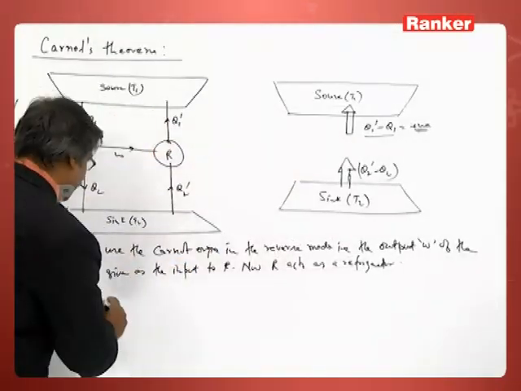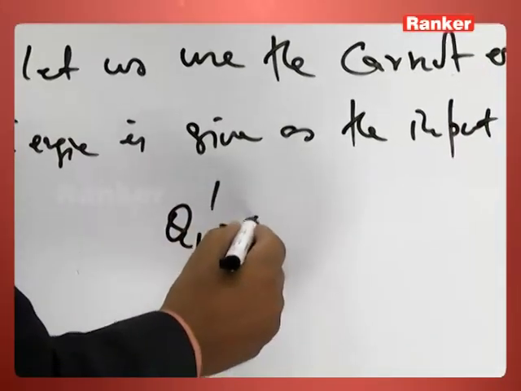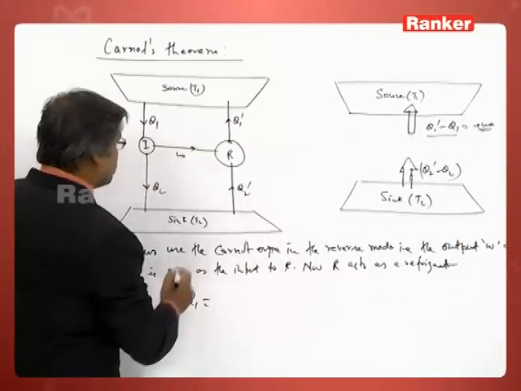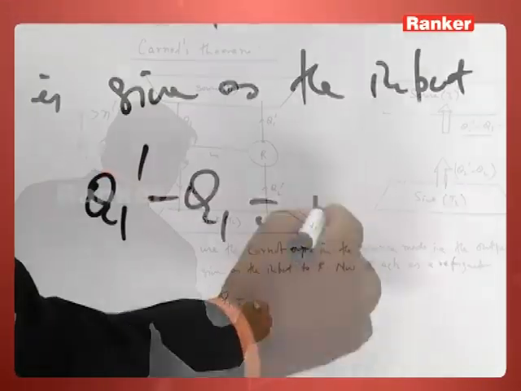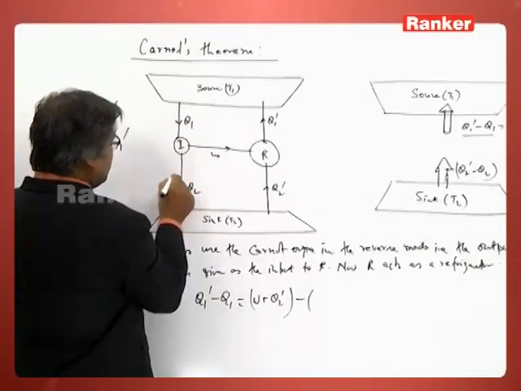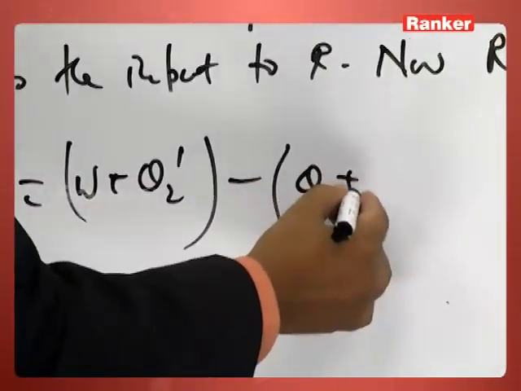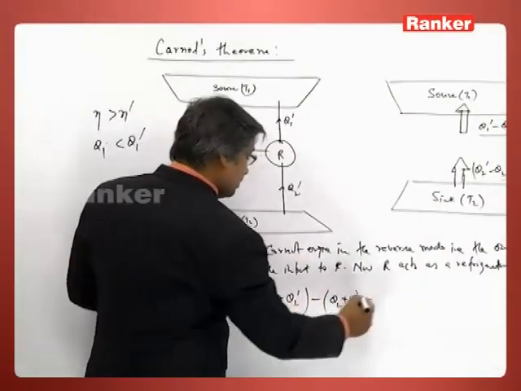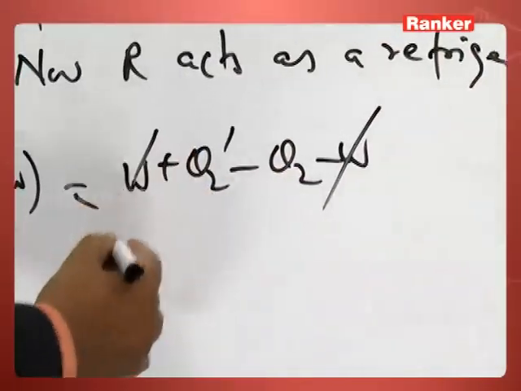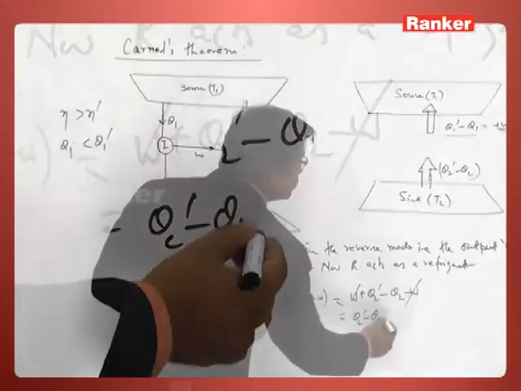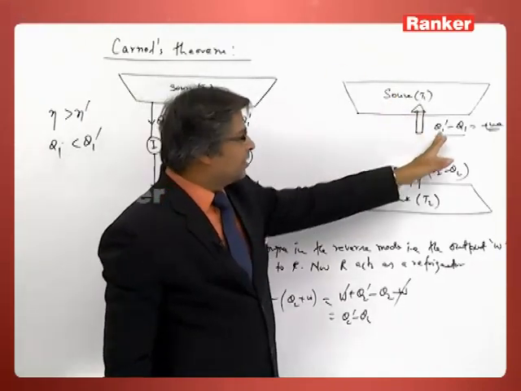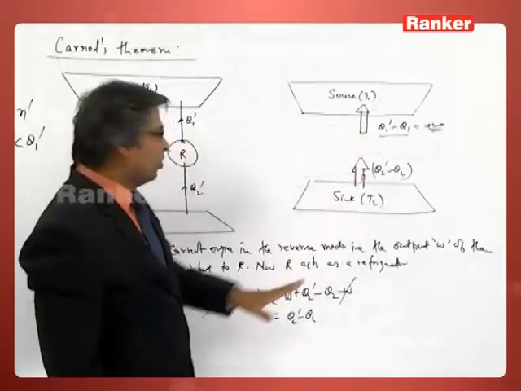And now you can see these two quantities are the same. How can we see? Q1 dash minus Q1, let us see this quantity. Q1 dash is equal to W plus Q2 dash. Q1 is Q2 plus W. So this is W plus Q2 dash minus Q2 minus W. So this cancels, and we have Q2 dash minus Q2. This is the same thing. That means this heat is equal to this, I have proved. This quantity is positive. So what is the result?